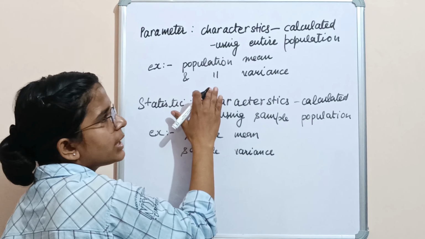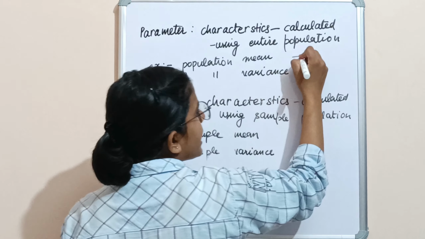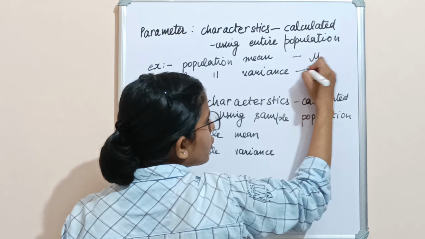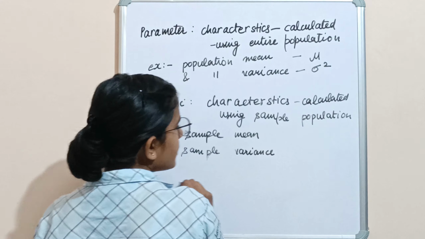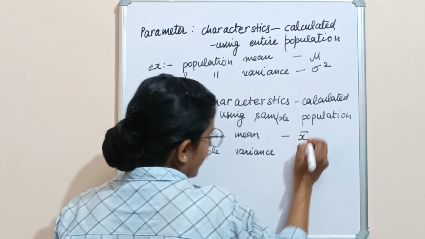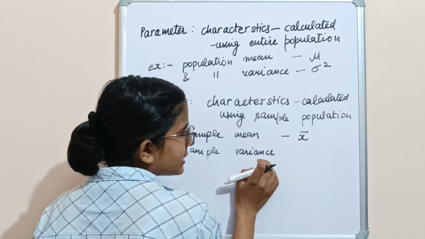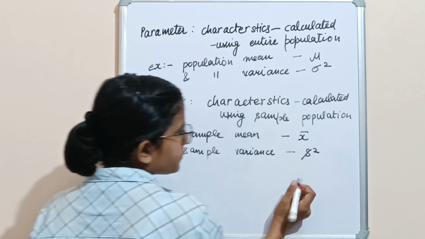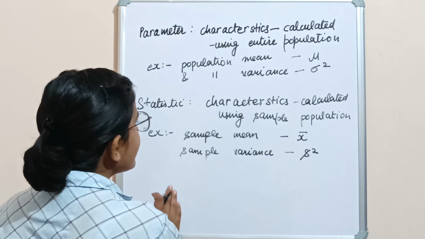Our population mean is denoted by mu. Our population variance is denoted by sigma square. Our sample mean is denoted by x bar. And our sample variance is denoted by S square.